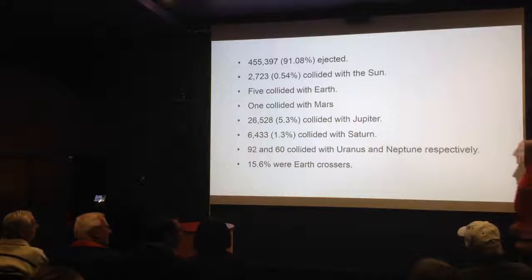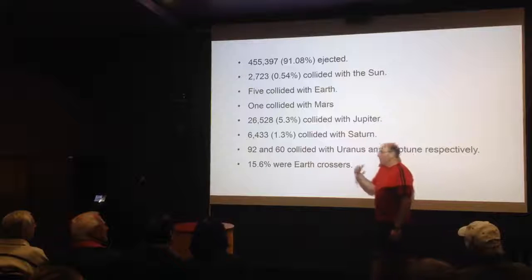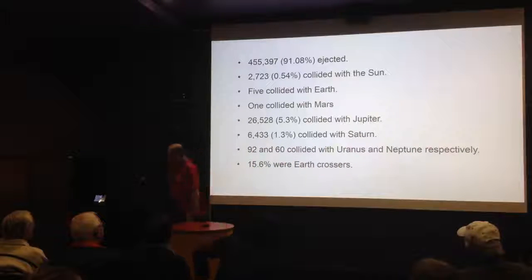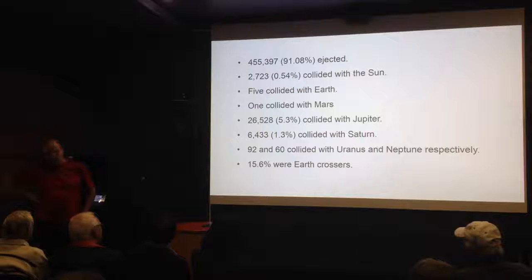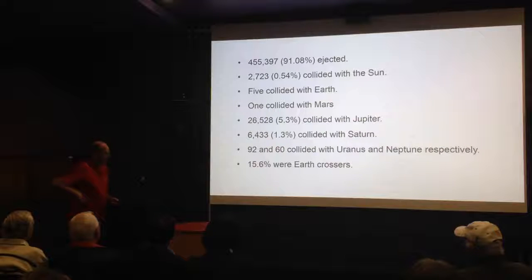And the original question was, is Jupiter a sniper or a shield? We found that 15.6% got through across the orbit of Earth. That's about two orders of magnitude greater than the estimates from 20 or 30 years ago. Computers weren't so good then, so people had to use very approximate techniques. Other people have done similar simulations to ours and they've got around 15.6. It's a remarkably constant figure.